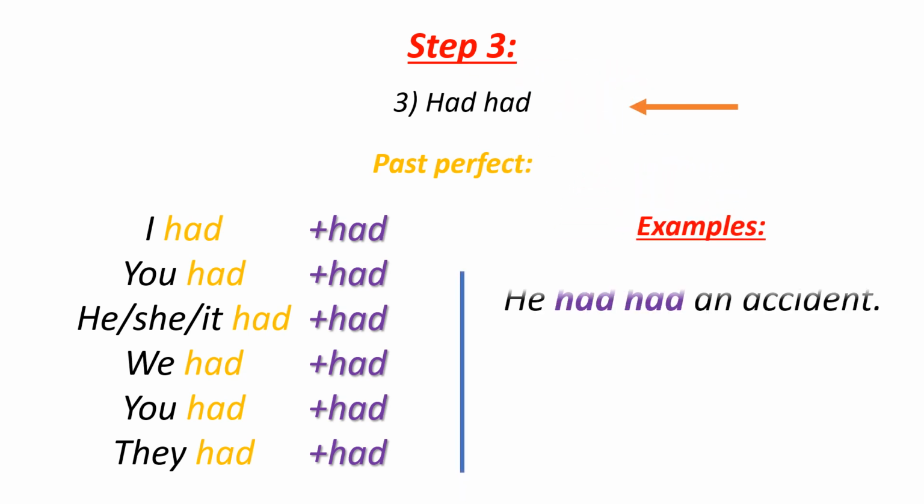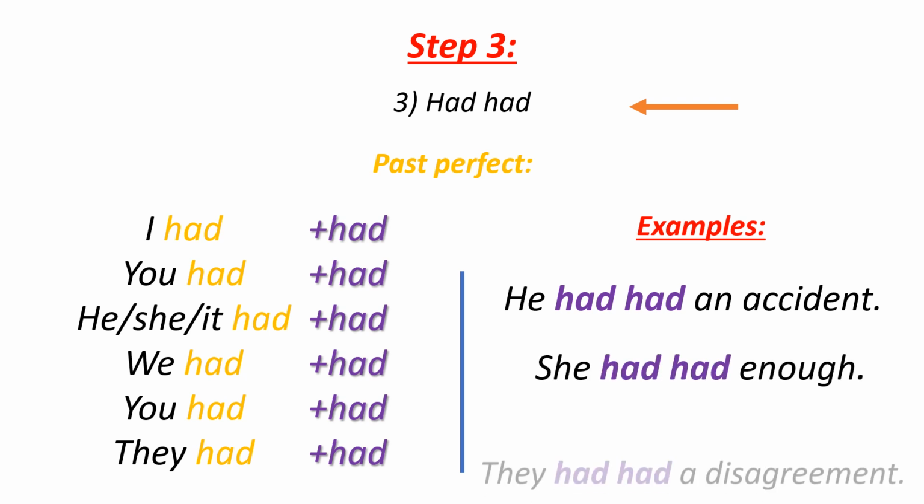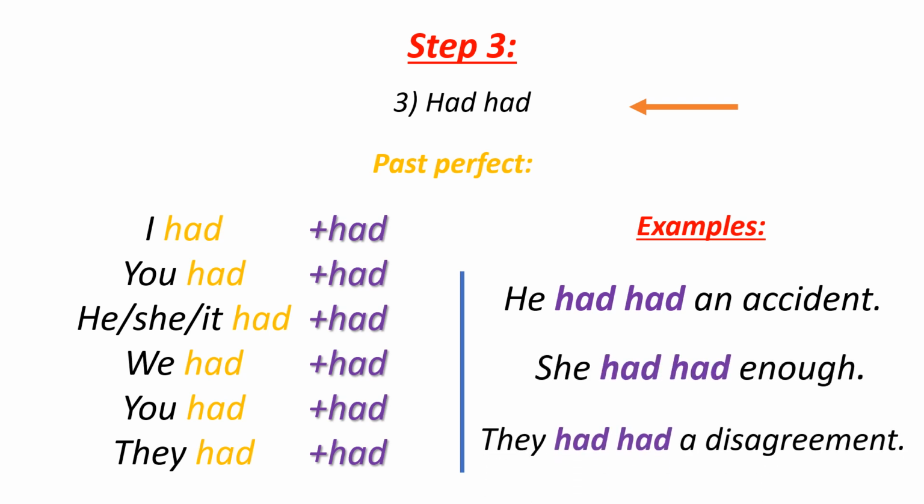For example, he had had an accident, she had had enough, they had had a disagreement. So for all the subject pronouns, we use had. No mixing, okay? So have had, has had, and had done.